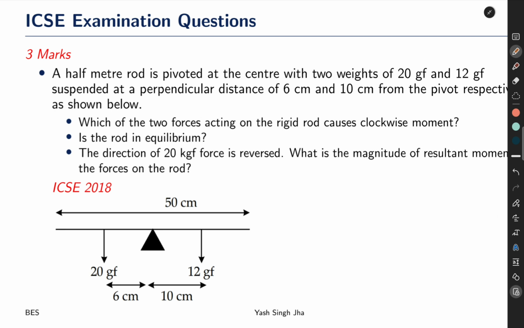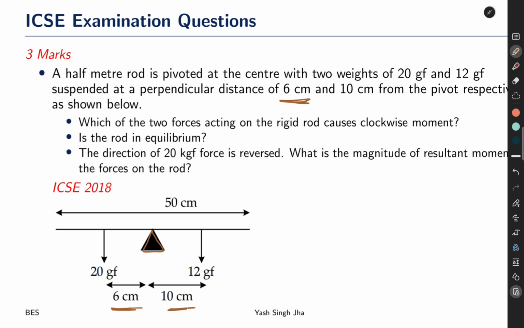A half meter rod is pivoted at the center with two weights 20 gf and 12 gf. So it is pivoted at the center. Half meter scale means the length is 50 centimeters. And there are two weights acting, 20 gf and 12 gf, suspended at a perpendicular distance of 6 centimeters and 10 centimeters respectively. Which of the two forces acting on the rigid rod causes clockwise moment?